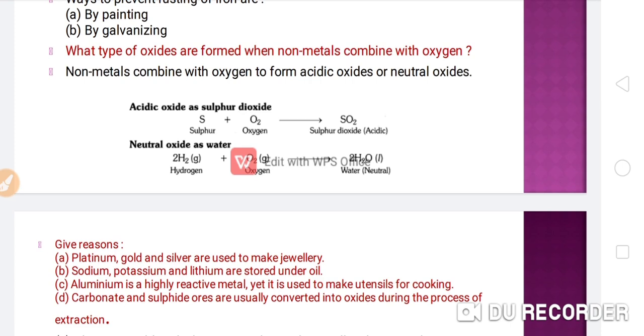So metals when reacting with the oxygen will convert into basic oxides. Non-metals when reacting with the oxygen will convert into acidic oxides. So this is very important.